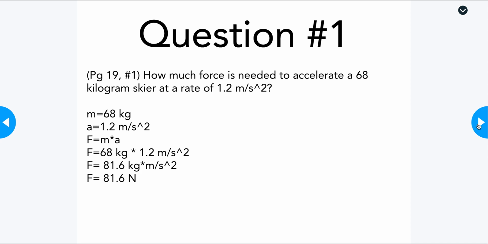When you enter your answer into Schoology, your unit needs to be the simplified unit. In this case, the simplest unit is going to be newtons, so you have to put in newtons. You cannot put in kilograms, meters per second squared. It needs to be newtons. So just please remember that.